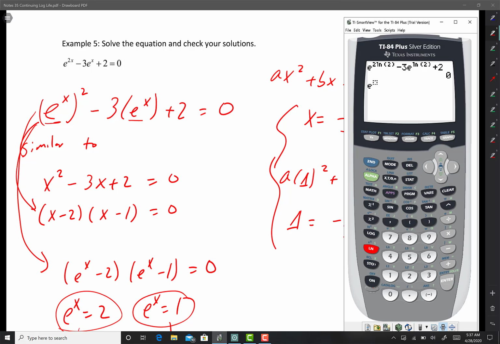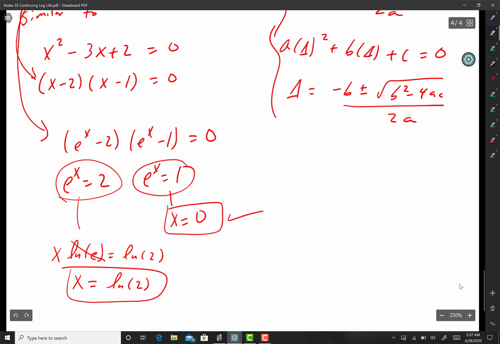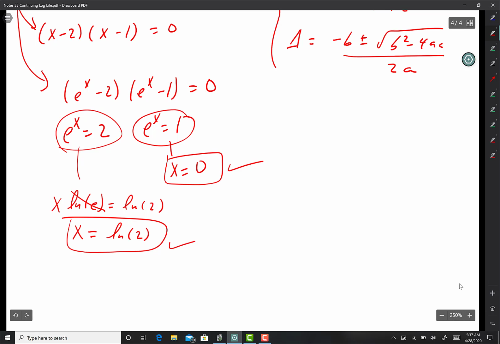If you wanted to check that out, guys, look real quick. E to the 2 times 0, that's just e to the 0, minus 3 e to the 0, and then plus 2. And of course, not insulting your intelligence, you're just going to get 0. So both of them work, both of them are solutions, and there it is.